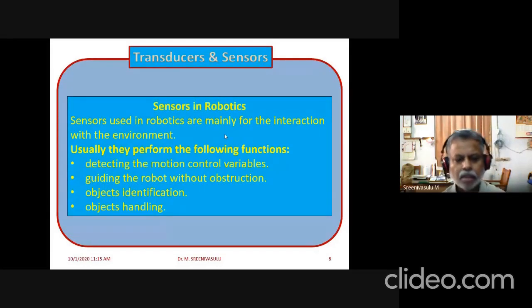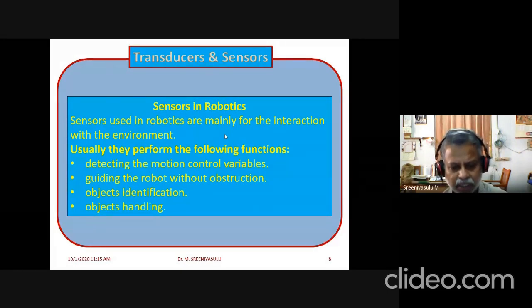Then coming to the sensors used in robotics: they are mainly for interaction with the environment. This particular statement has already come earlier, but I am stressing it again, looking at its importance. Sensors used in robotics are mainly meant for providing interaction with the environment. It could be anything.